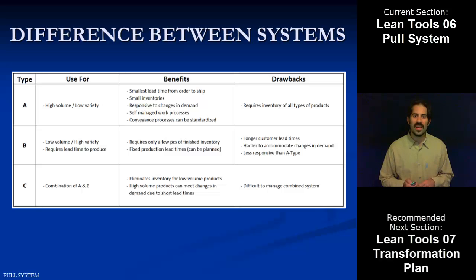The other nice thing is you've got some self-managed work processes, right? We don't have to tell everybody what to be doing all the time. It's all driven based off what shipping is shipping. And then the last part is the conveyance processes. We can standardize those because every work cell works the same way.